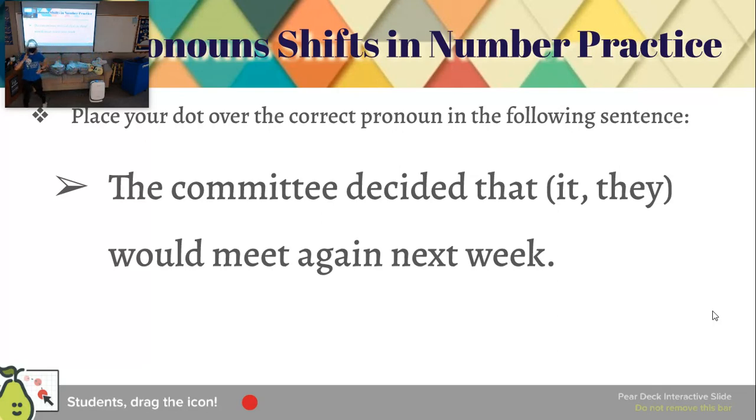So I remember Mrs. Berg saying what I have to do is figure out, are they working together as one unit or are they working separately as individuals? If they're working together as one unit, it's singular. If they're working separately as individuals, it's going to be plural. All right, so what do we think? Are they working together or are they working separately?